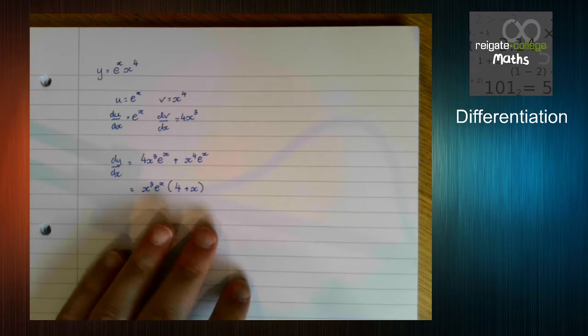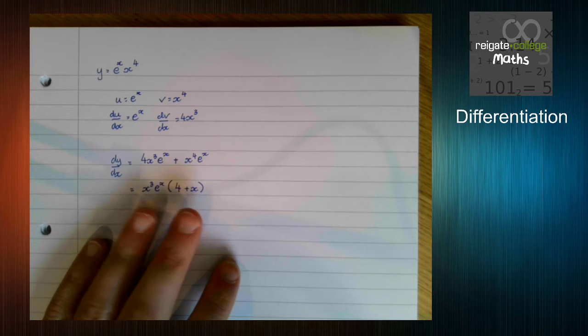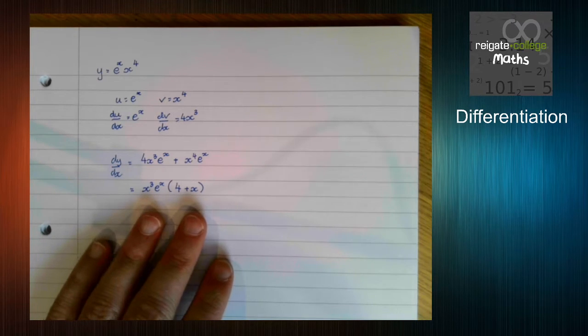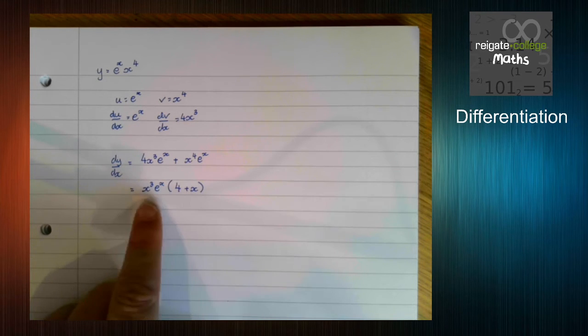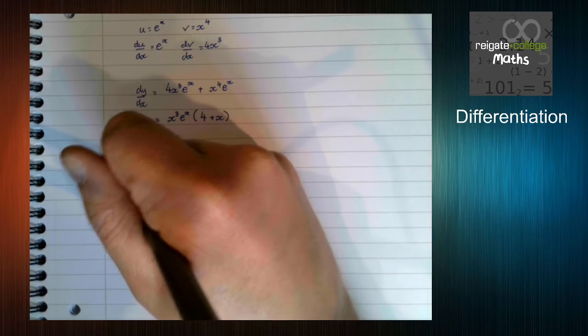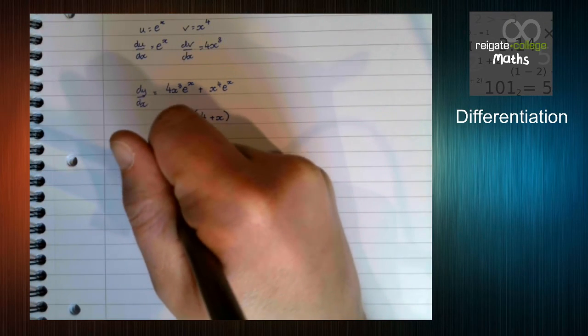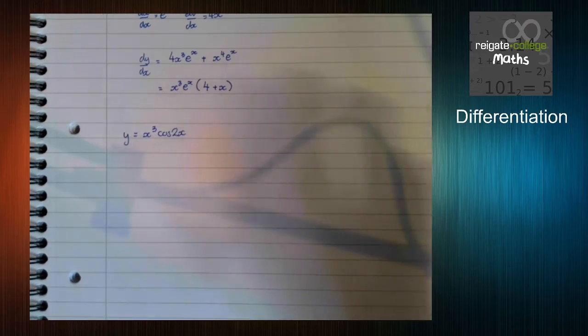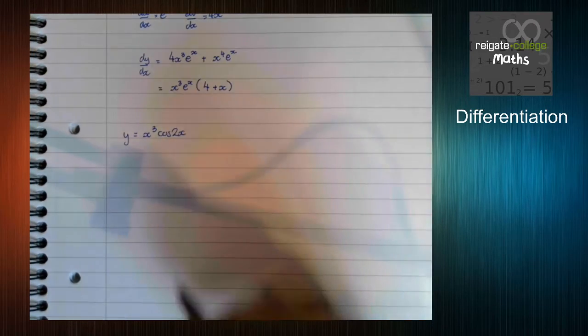Now, what I would say is this is only really useful to do if you are trying to find stationary points. Because we can now see, oh, it's already factorized when solving this equals 0. It's a lot simpler. So that's the first one. So let's now have a look at the x cubed cos 2x. So this is starting to get into the realm of having to use the chain rule as well as the product rule.